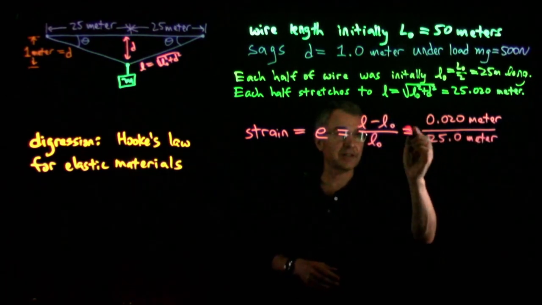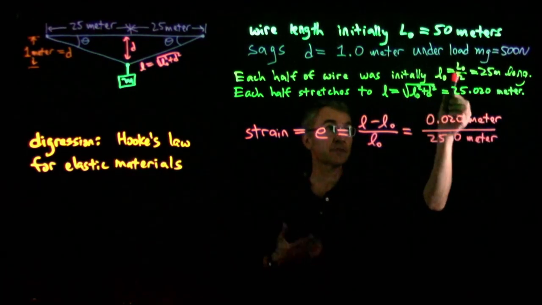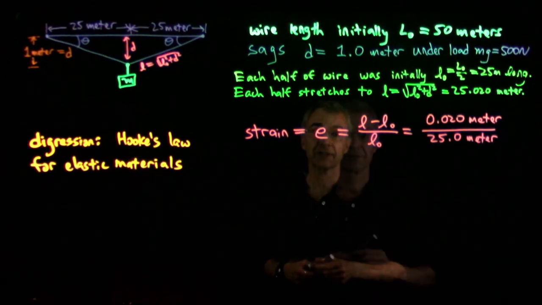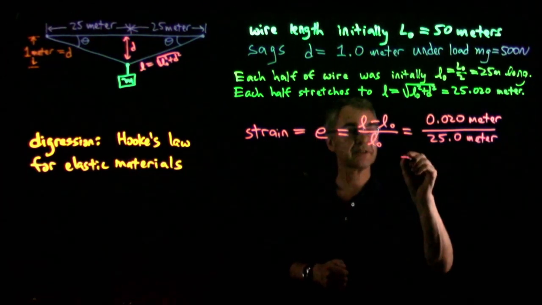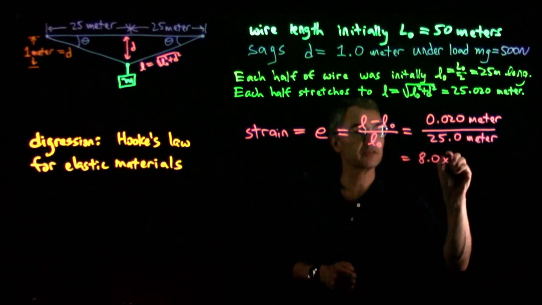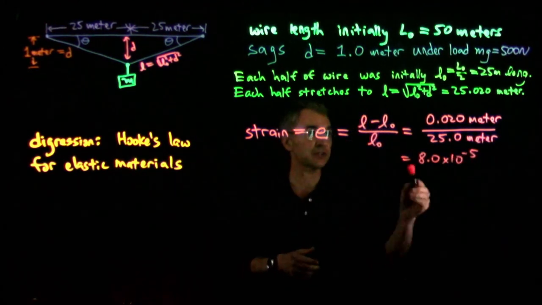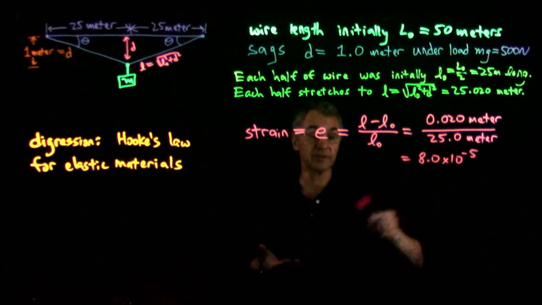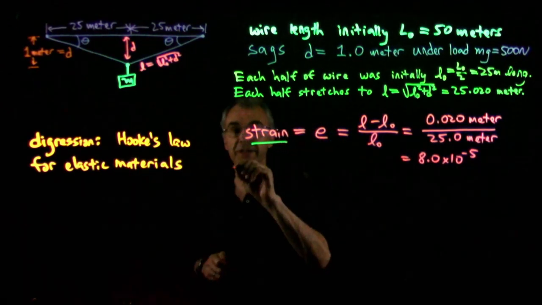So that's the change in length. 25.020 minus 25.0 is 0.020. And then in the denominator, you just have the initial length. So that's a pretty small fraction. You work it out on your calculator. It's 8.0 times 10 to the minus 5. And notice that it is unitless because it's meters divided by meters. Change in length divided by length is just a fraction. It has no dimensions.